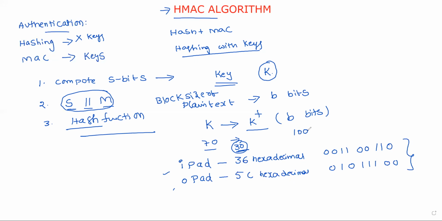Now I will explain the diagrammatic approach. What is the first step? The first step is K plus is XORed with ipad. What is the size of K plus? The size of K plus is B bits. The size of ipad is also B bits. Perform the XOR operation. After performing the XOR operation, what does it produce? It produces S bits. Got it?